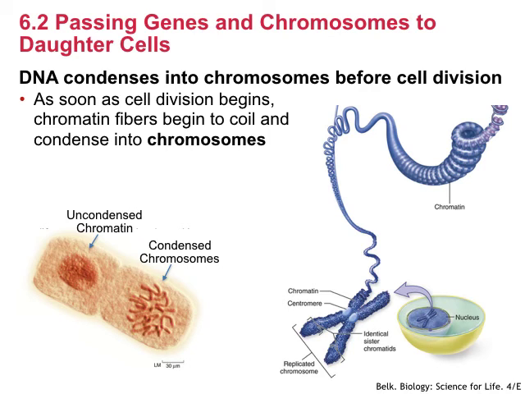Now, the reason it does this is so that it can divide the DNA content neatly, basically. And we'll touch on this on Tuesday. But just know the reason that the cell condenses the DNA before cell division is so that it can divide it neatly. By this point, the DNA has already been replicated, and now you're going to divide it.